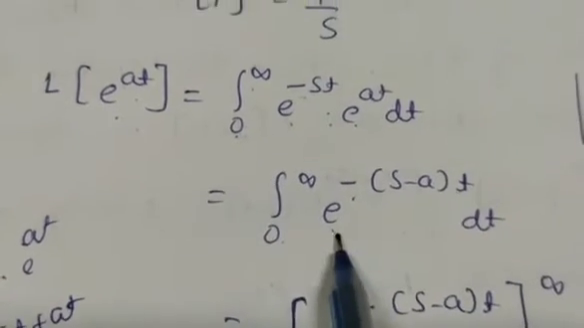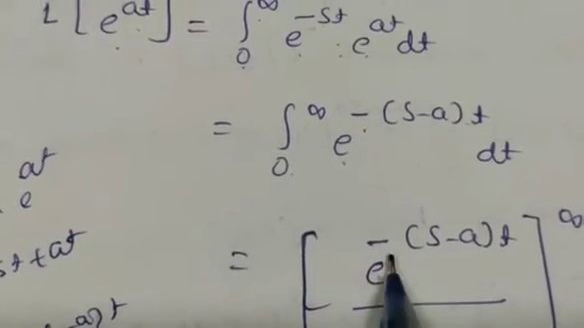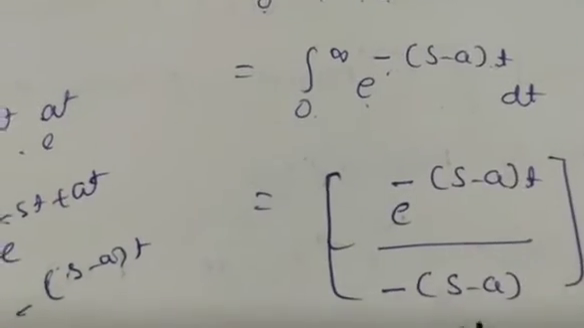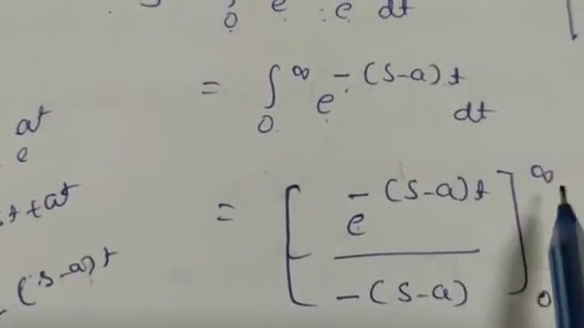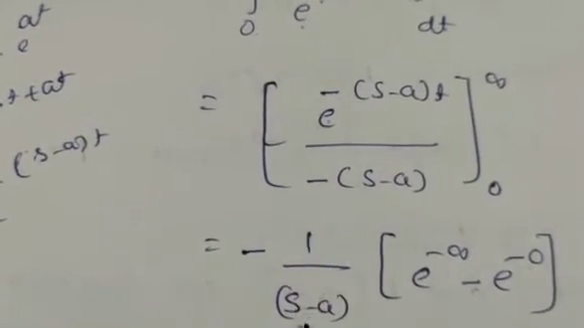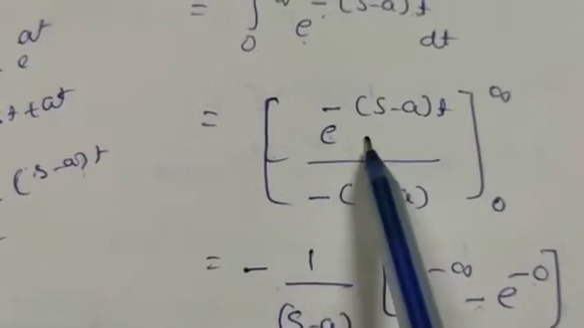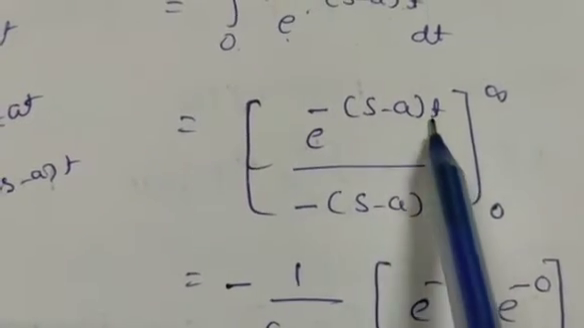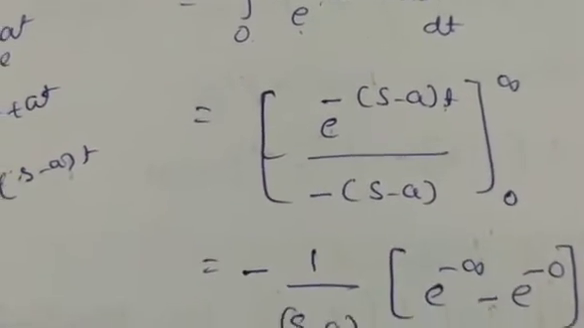And it is again like e raised to ax. A here is minus of s minus a. So it is e raised to minus s minus a into t divided by minus s minus a between limits 0 and infinity. So this minus 1 by s minus a I have taken outside here. Substitute upper limit first here. E raised to minus infinity minus e raised to, in place of t, we substitute 0, no? This becomes 0. So minus 1 by s minus a as it is.